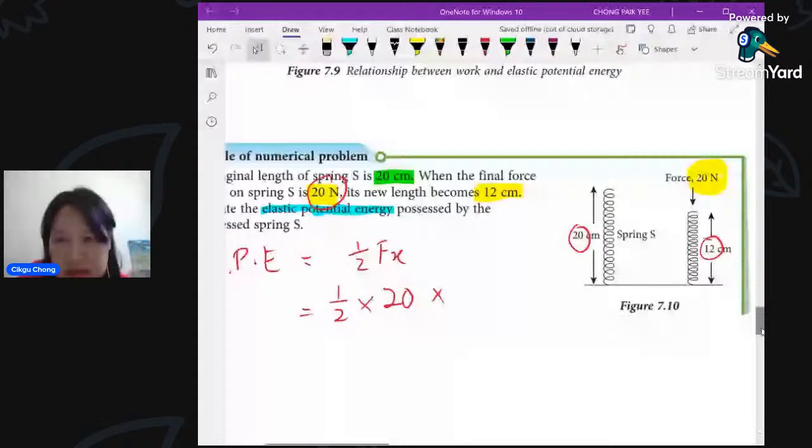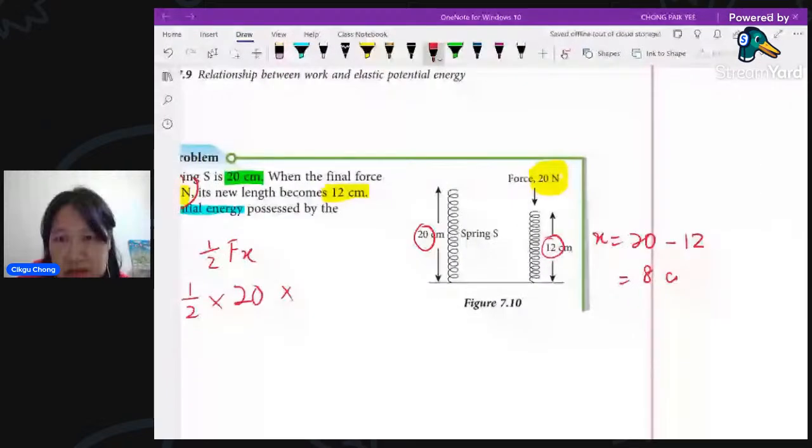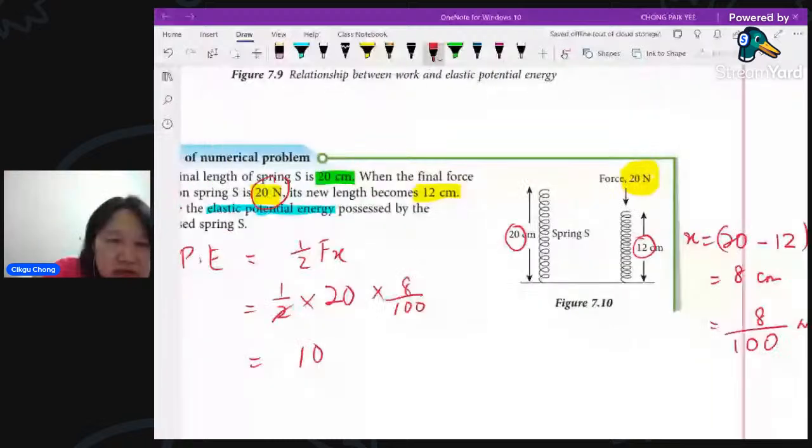But don't forget, this is in cm and the force is in newton. You need to convert into meter. So it becomes 8 over 100 meter. You cannot put 8, that is also wrong. You have to put 8 over 100, or 0.08. Then it becomes meter. So your answer here is half times 20, which is already 10, times 0.08. So your answer is 0.8.